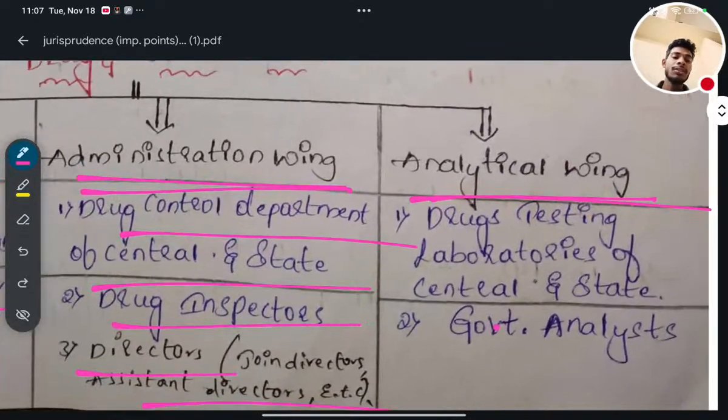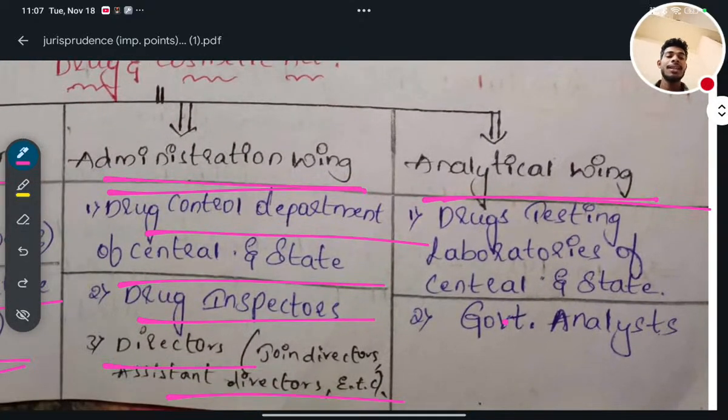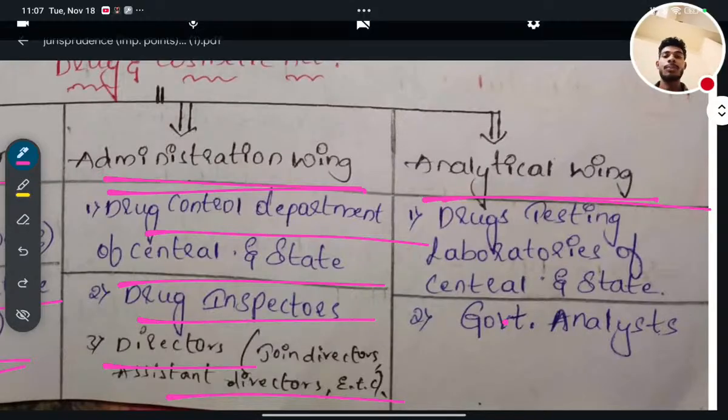Okay, next we will see the analytical wings. The persons under the analytical wing will analyze whether the activities and all the actions are taking place properly or not.